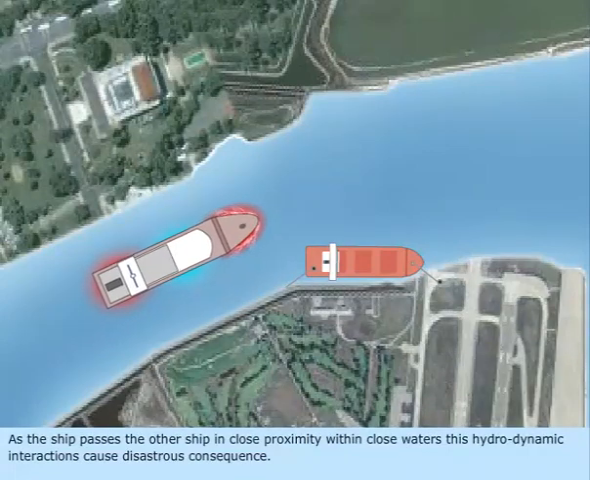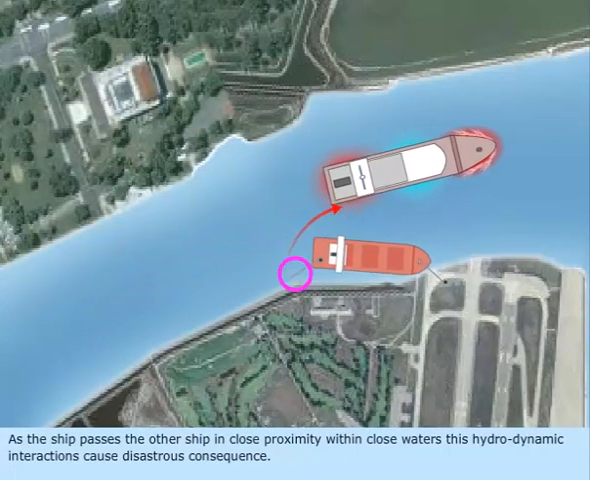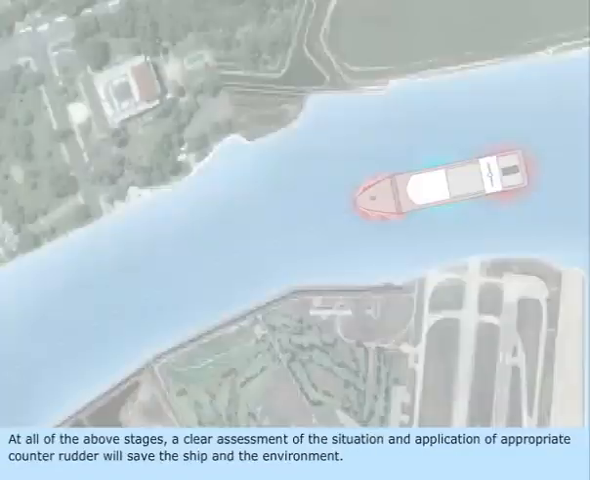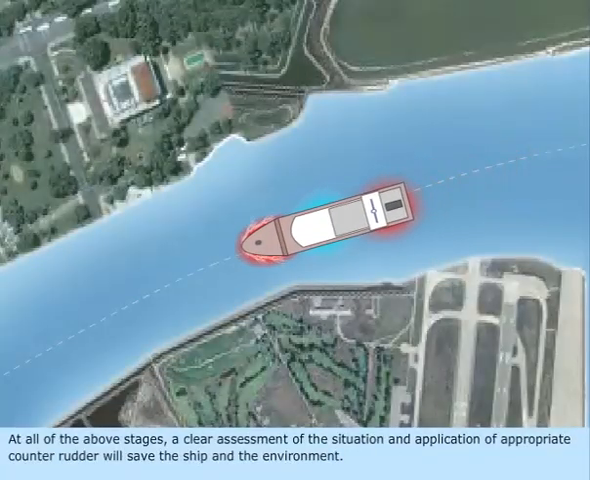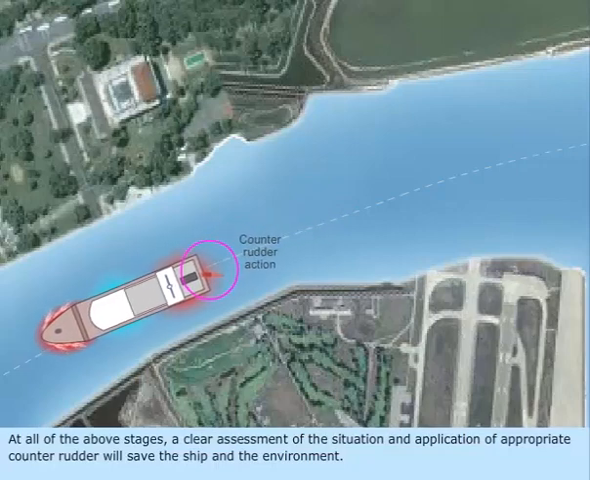As the ship passes the other ship in close proximity within close waters, this hydrodynamic interaction can cause disastrous consequences. At all of the above stages, a clear assessment of the situation and application of appropriate counter rudder will save the ship and the environment.